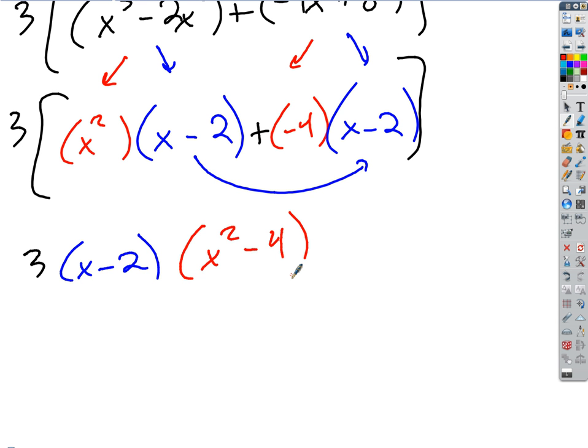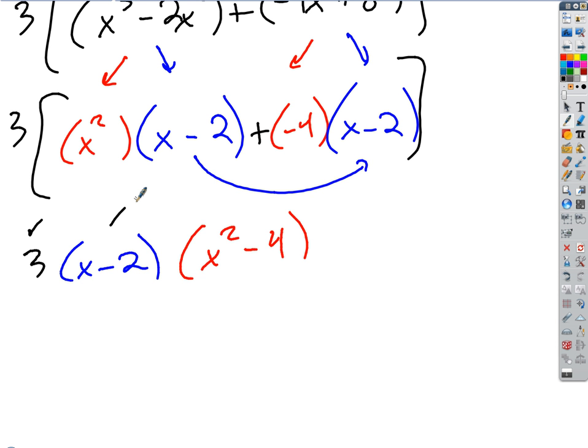Okay, now the question is, can we go any further? Well, let's see what's done. The 3 is done, right? Is the x minus 2 done? Can I break that apart anymore? No, I can't. That x is to the first power. I'm done, right? But this is squared. This is quadratic. Can I go further with that one?